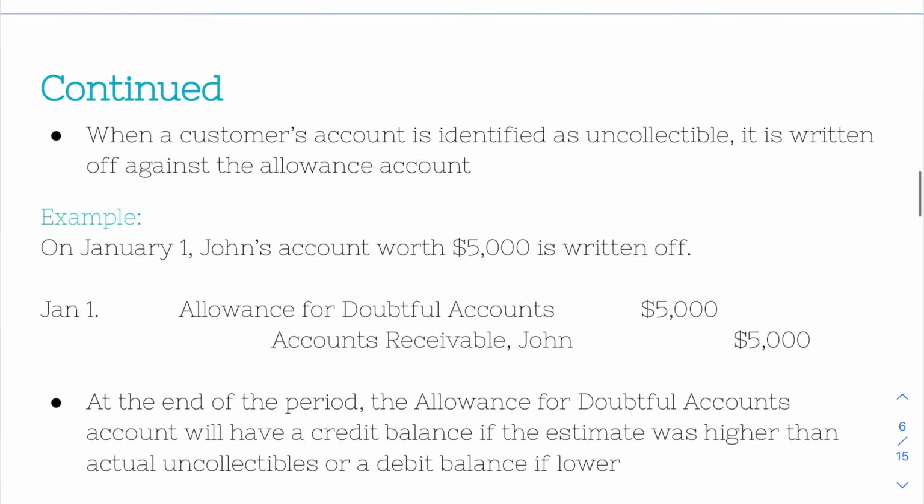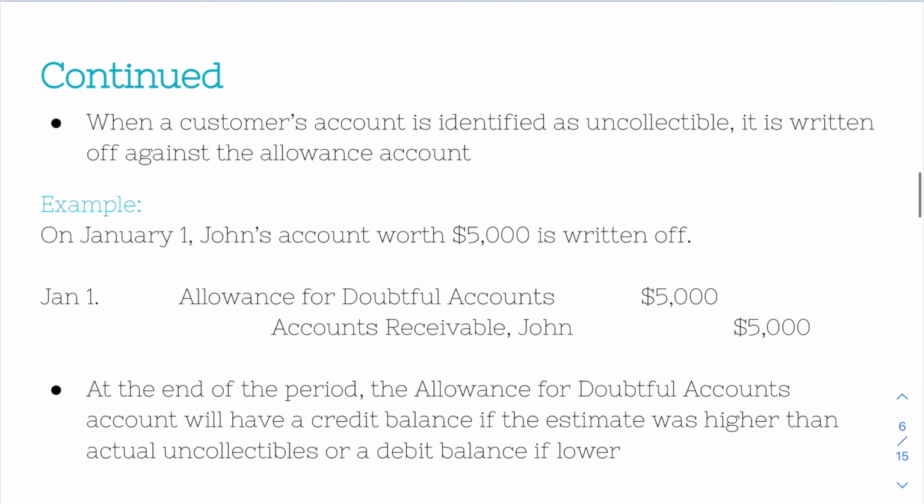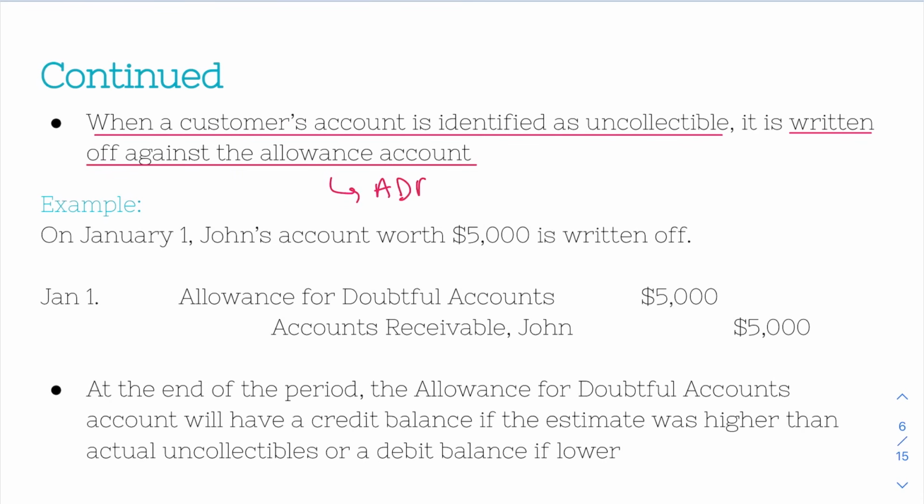Okay, so this next step is what you would do when you actually identify the account under the allowance method. So when a customer's account is identified as uncollectible, it is going to be written off against the allowance account. So as before we wrote it off directly, now we're going to write it off against the allowance for doubtful accounts account. So it tells us, similar example, on January 1st, John's account worth $5,000 is written off.